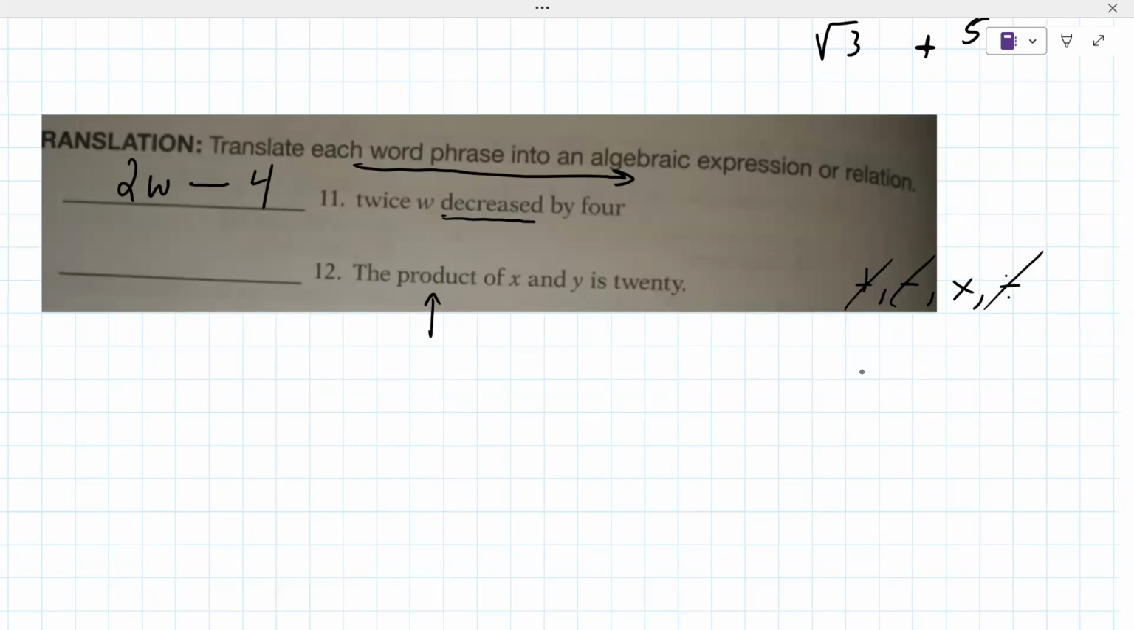Product of X and Y, so that means they're multiplied together. When you see the word is, that always means equals. So that's X times Y equals 21. Okay. All right, on to number 13.